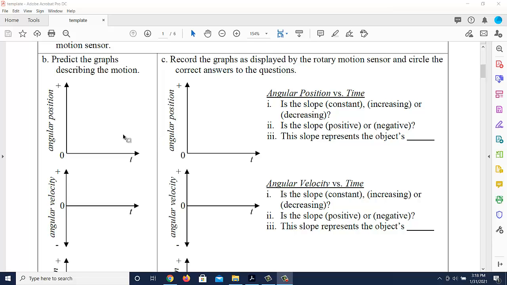But if they don't match, that's not a time to just erase your prediction, right? This is when you then have to discuss with your group, why do my graphs actually look different than the ones I graphed here?